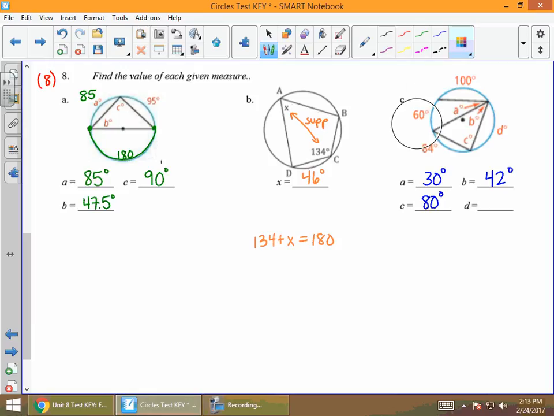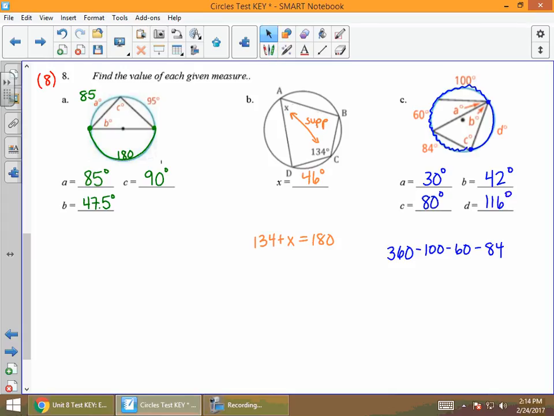And then to find D, this arc right here has to get me to 360 degrees. So as I go around this thing, I have 84, I have another 60, I have 100, so I need to figure out what would give me 360. So I end up taking 360 and I will subtract 100, I'll subtract 60, I'll subtract 84, and I end up with 116 degrees for that one.